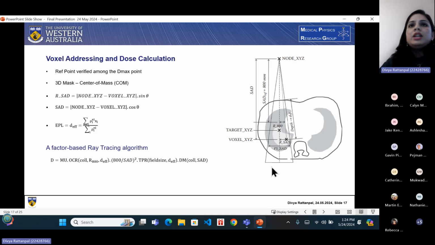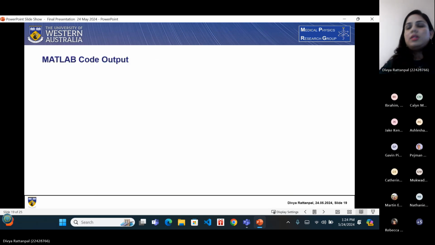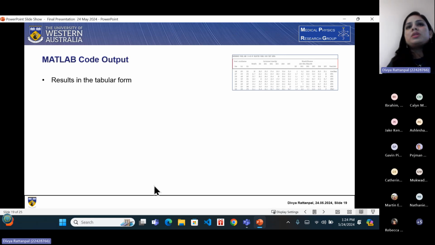This way, the MATLAB code calculates the dose. Here I discussed the basic flow; here is the detailed flow diagram of the MATLAB code. So what's the code output? The MATLAB code that calculates the dose produces the result in tabular form.